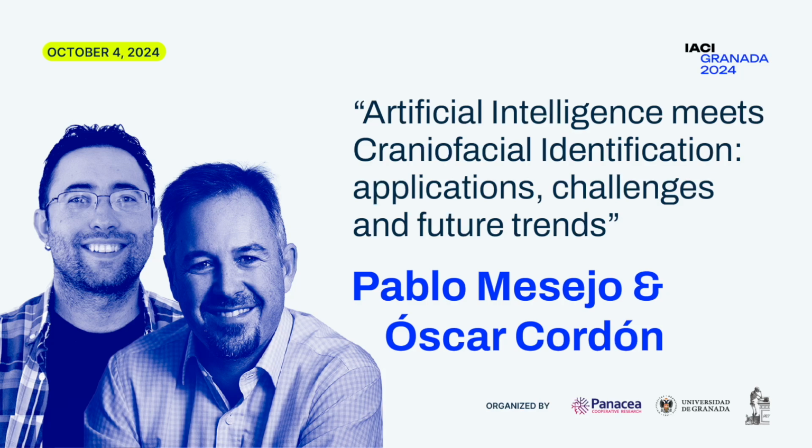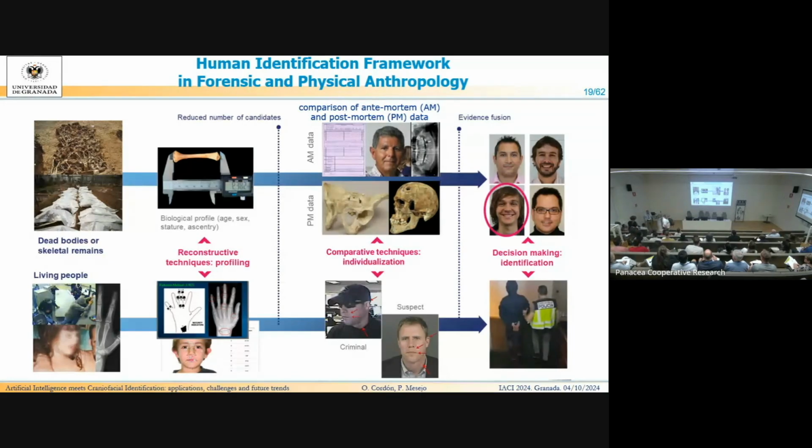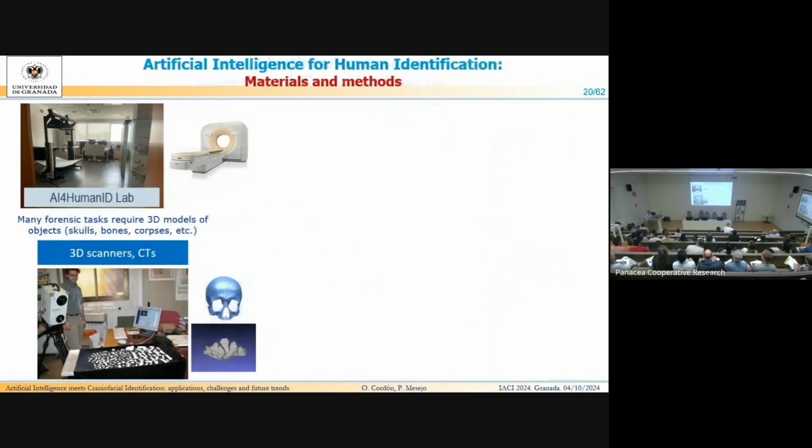It's a matter of comparing ante-mortem and post-mortem information. And in some cases, you have a very short amount of ante-mortem information. There is a first step of profiling to look for the candidates, and then it's usually manual comparisons and the final decision. So we try to automate some of these approaches using AI, different AI techniques.